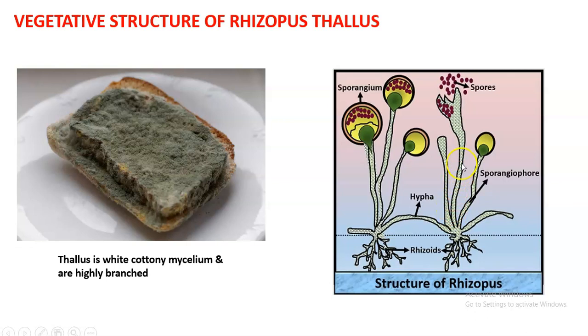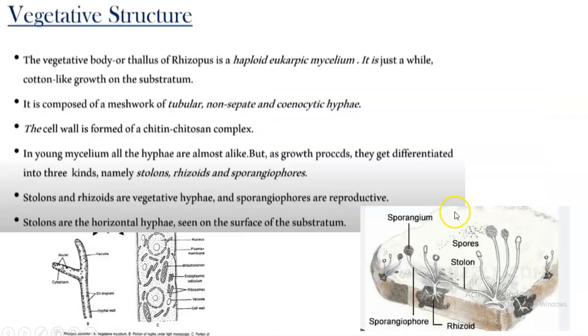Can you see any septa? No, it is an aseptate condition. And cenocytic. Cenocytic means what? Many nuclei without forming any septa. So the cell wall will be formed of chitin chitosan complex. It is not cellulose, but it is formed of a polysaccharide called chitin and chitosan. Both are there, and other things I have already explained.